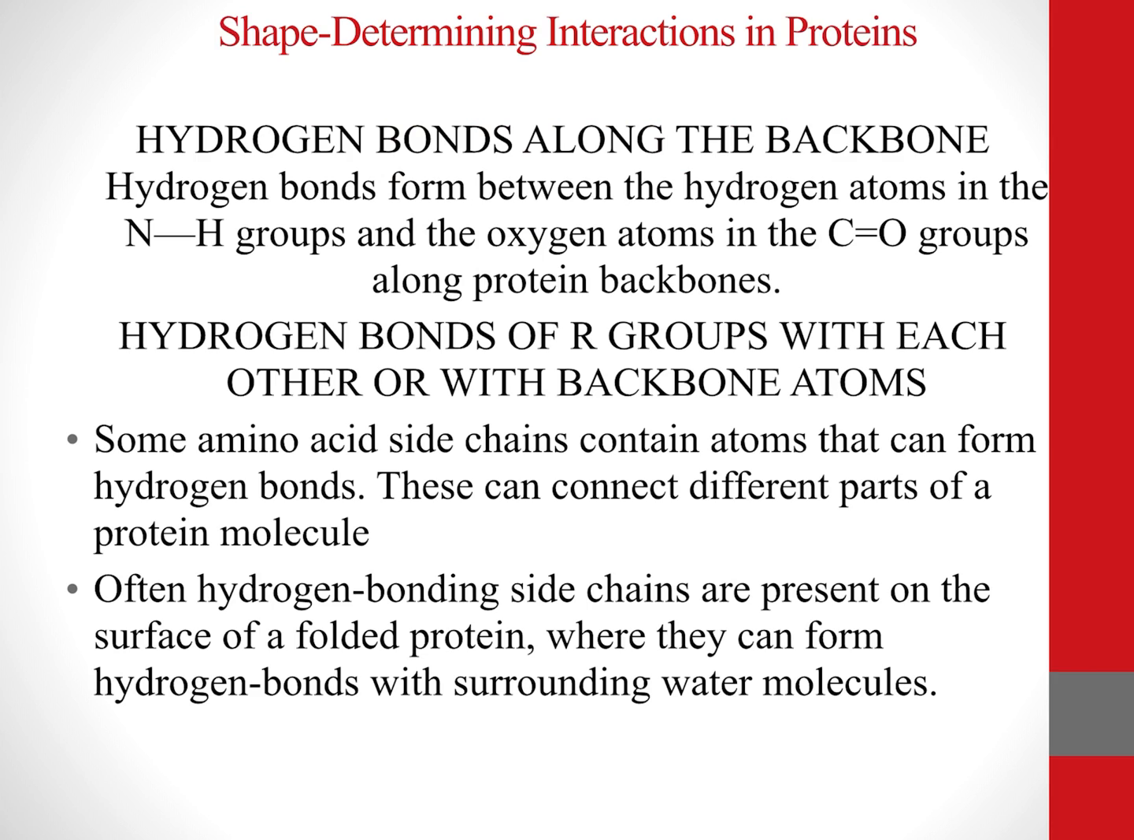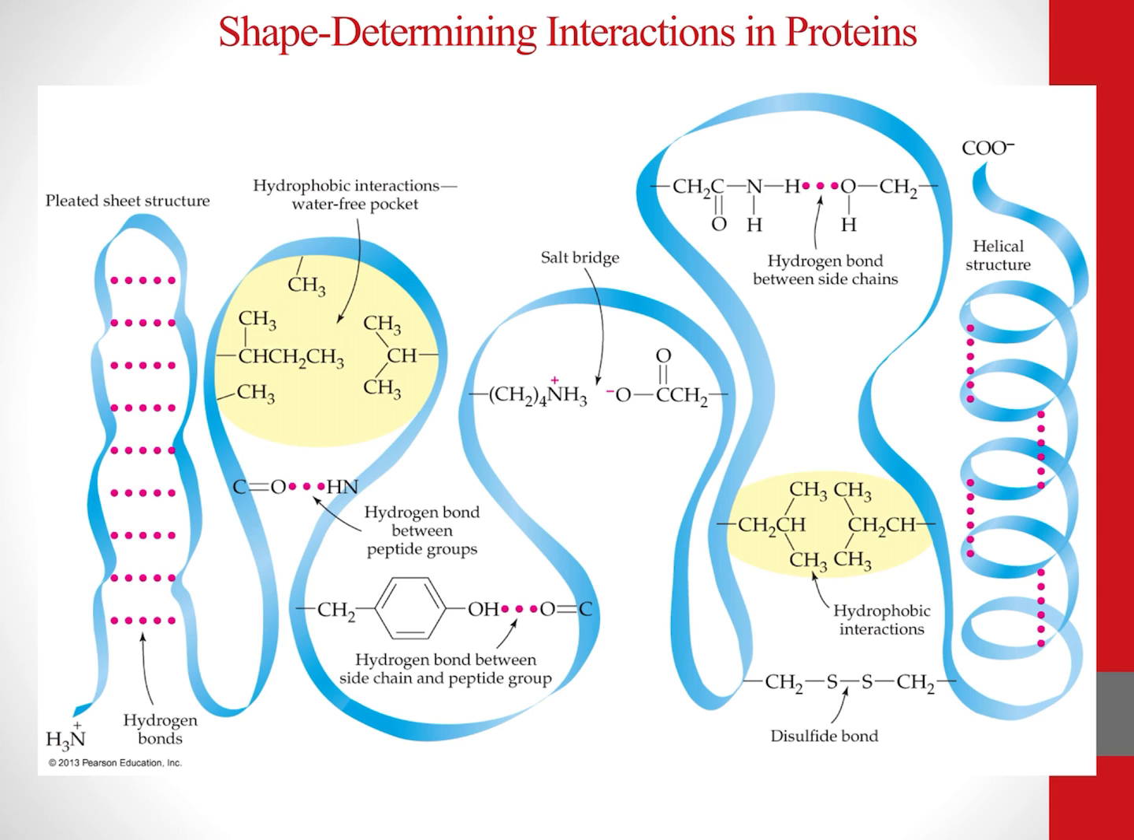Okay, so now we're going to look at secondary and tertiary structures. Hydrogen bonding really determines a lot of our structures in the proteins. A hydrogen bond occurs between the hydrogen atoms attached to nitrogen and the oxygen atom in the carbonyl group on the backbone. It can also take place between the amino acid side chains, or with surrounding water molecules. So we're going to see that hydrogen bonding plays a big role in our structure.